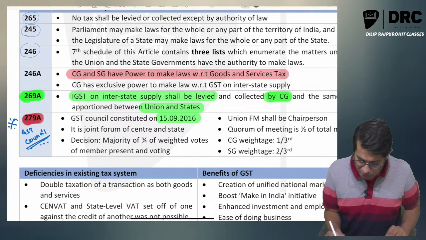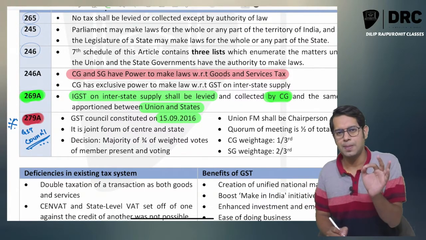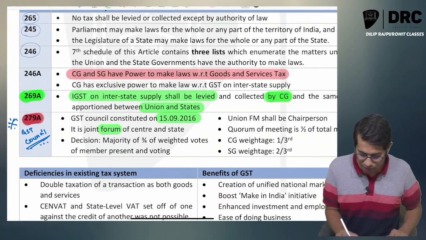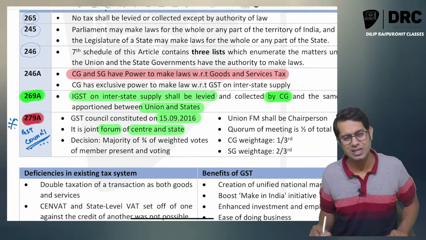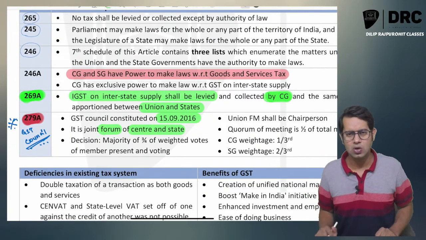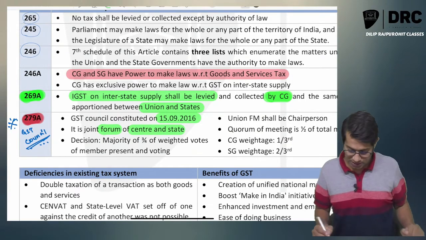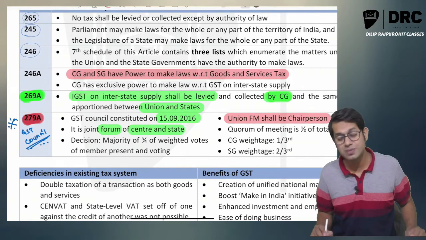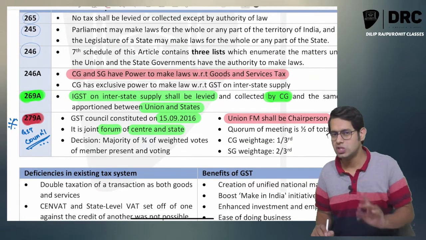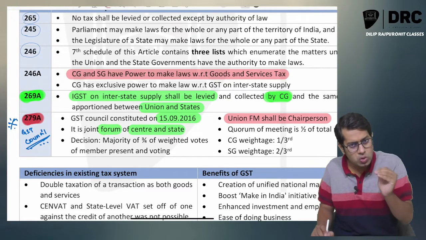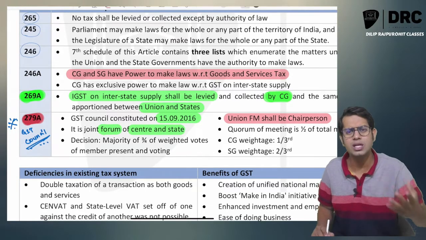It was constituted on which date, sir? 15th September 2016. Now, it is a joint forum which consists of members from the central government as well as the state government. The Union Finance Minister, who is that? Presently, it is Nirmala Sitharaman. The Union Finance Minister is the chairperson of the GST Council. She will be the chairperson, and it will also have other members in the GST Council. Who are these other members, sir?